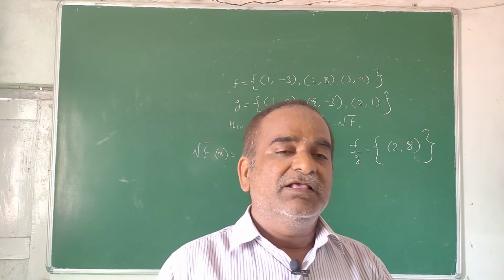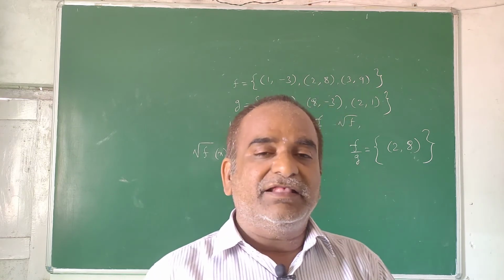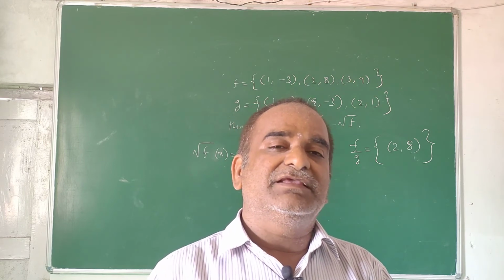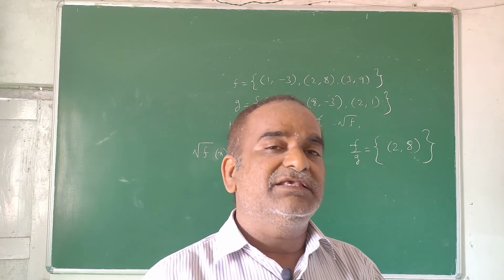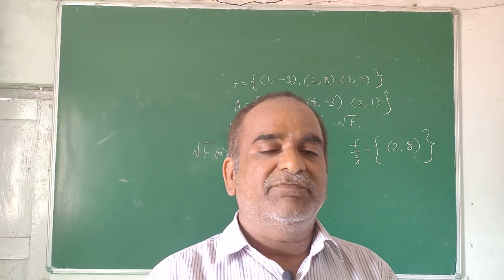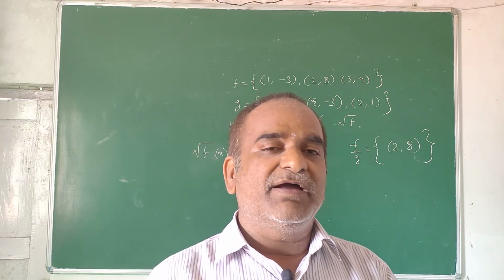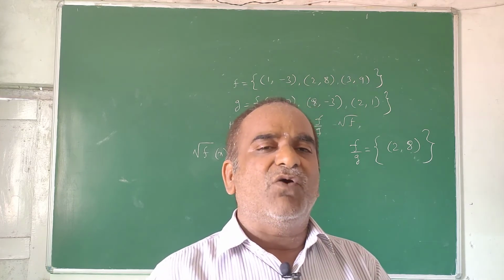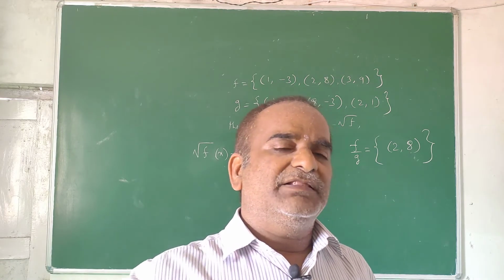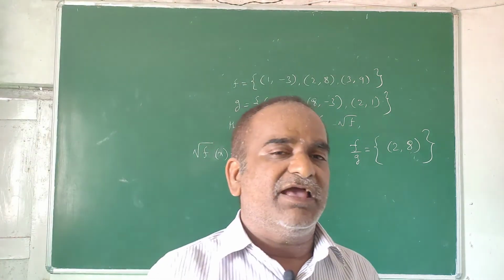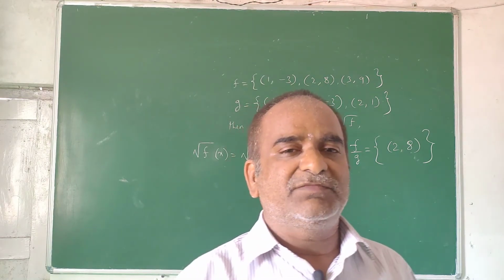Understood this point? See why we took the common domain in the previous cases, because once we found f plus g and another time we found f by g, so f and g both are considered in the function. So that is why the common domain we have to use. In this circumstance, root f is alone involved. So you need not go for that common domain. You have to go for only the domain of the function f, as f alone is involved in this problem.